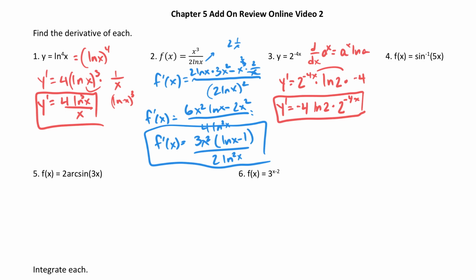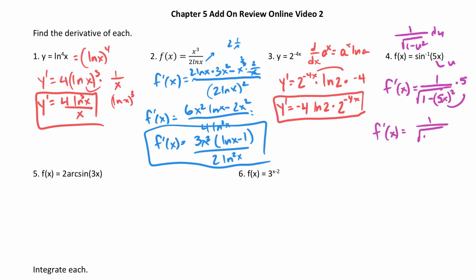So for the next one, this is the inverse sine, and our formula for the derivative of arc sine is 1 over root 1 minus u squared, times du, and this is our u right here. So f prime of x would be 1 over root 1 minus 5x squared, but now I have to do du, so in this case I have to multiply it by 5 because of the chain rule. So f prime of x would be 5 over root 1 minus 25x squared. All right, moving on to the next one over here.